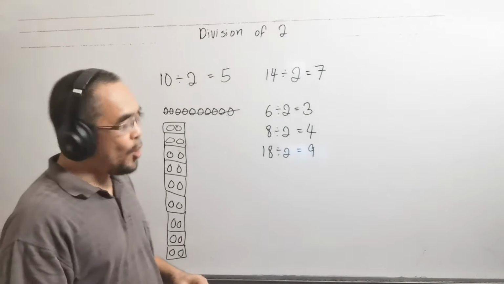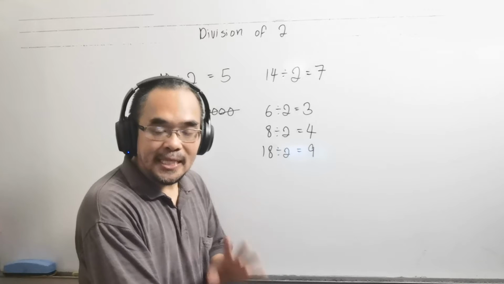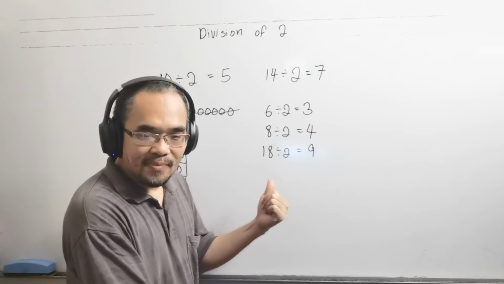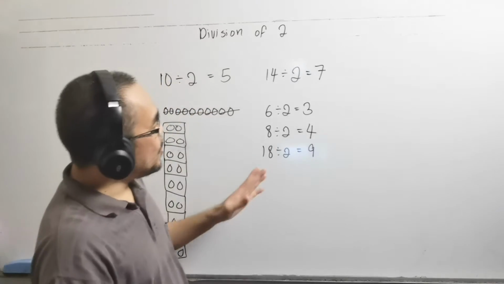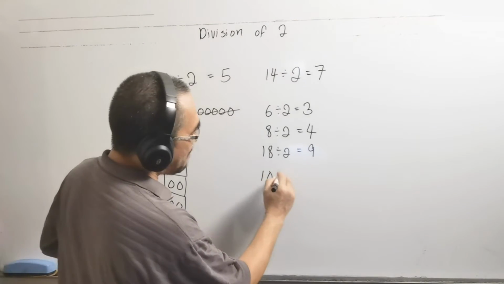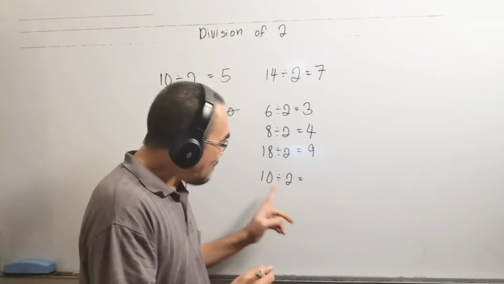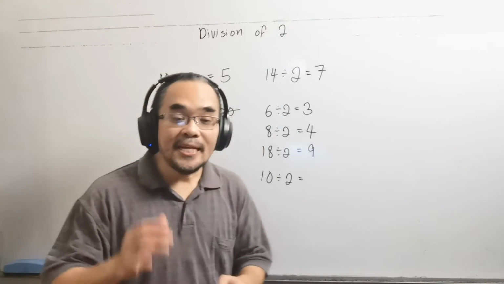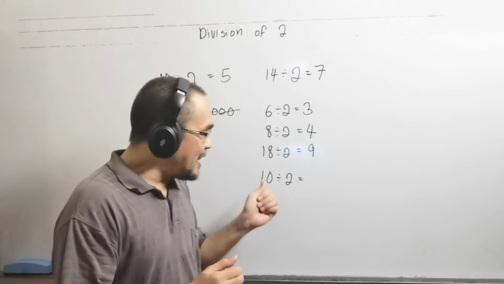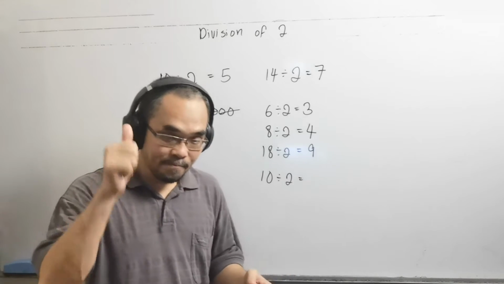So for your info, why did we memorize multiplication of 2? So I can teach you this. So let's say if I tell you what is 10 divided by 2, instead of doing this, you just read multiplication of 2. Now read, if I ask you 10 divided by 2, you read multiplication of 2 until you get 10.